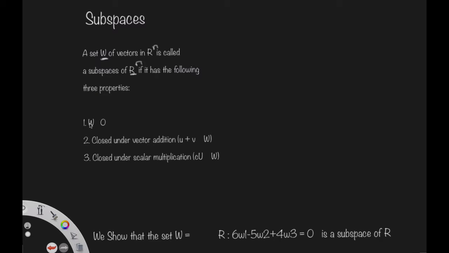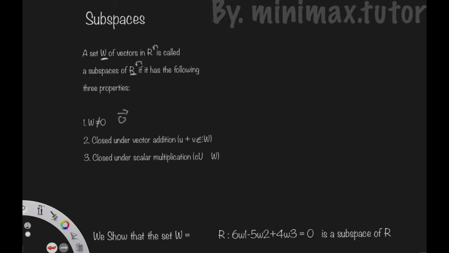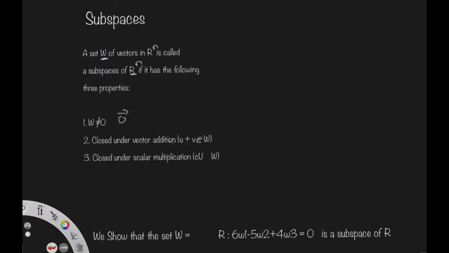What are the properties? The first property is that the zero vector belongs to W, so W has to have at minimum the zero vector as a member. The second one is closed under vector addition: whenever u and v belong to W, then u plus v belongs to W. So if you have u and v in W, this operation will belong to W. It's called closed under vector addition.